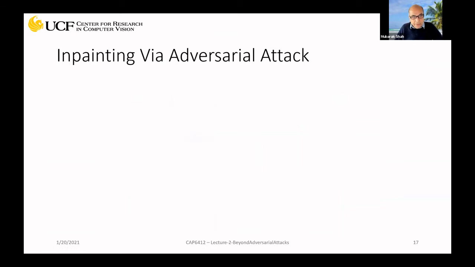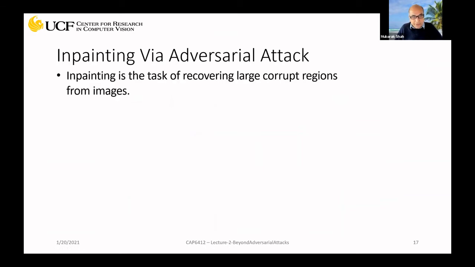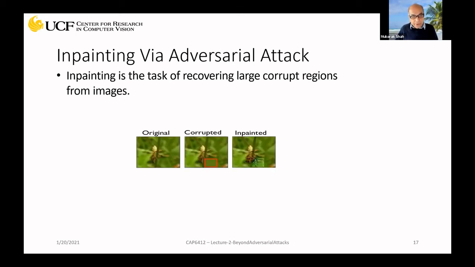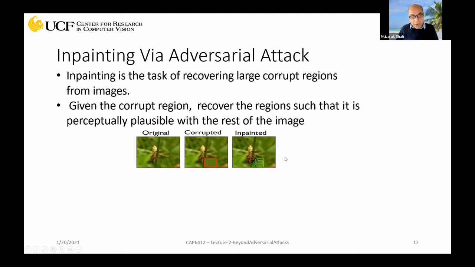So that's one example. The other is inpainting. Inpainting is a task where we recover a large corrupted region from an image. Here's the example. We have the original image, which was somehow corrupted here, and we want to recover it. This is the inpainted image, which ideally should look very similar. It's doing a reasonable job, but it's not perfect, but that's fine.